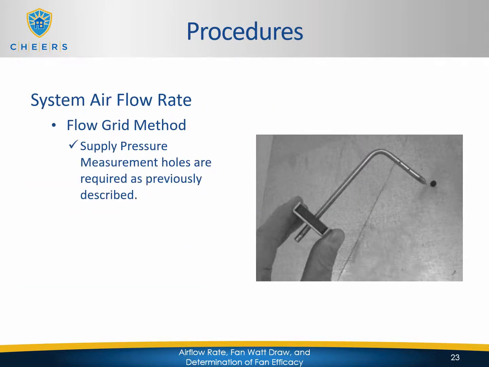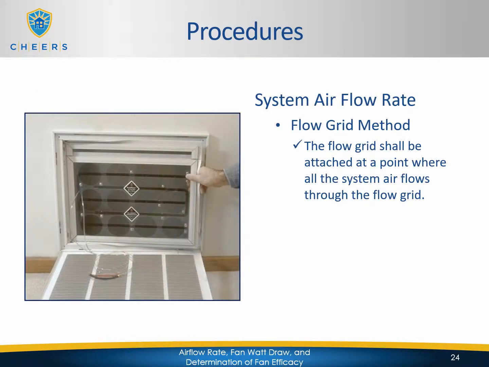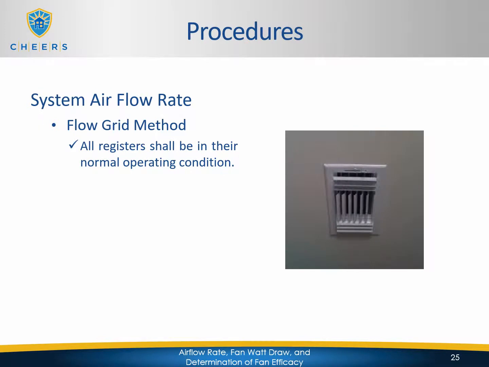Now we're going to move on to verifying the system airflow by using the flow grids. The supply pressure measurement holes are required as previously described. The flow grid shall be attached at a point where all the system air flows through the flow grid. In order to do so, you would have to remove the filter and then reinsert the flow grid in replacement of it. All registers shall be in their normal operating conditions.